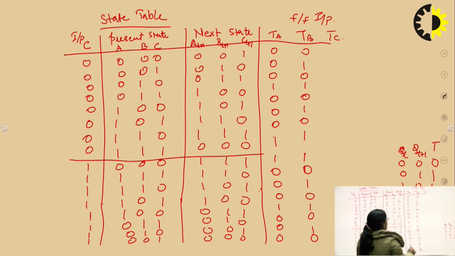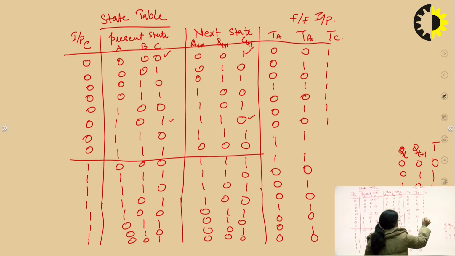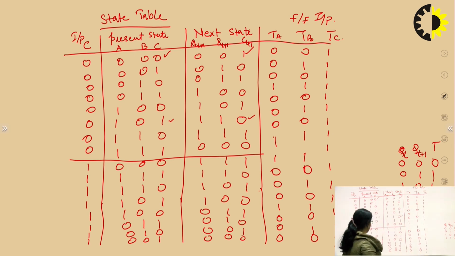Now for TC, we go with 0, 1, so it will be 1, 1, 0, 1. For TC, the LSB case, you see that for each input the output is changing. So we can say for each case TC is 1, so it is toggling.